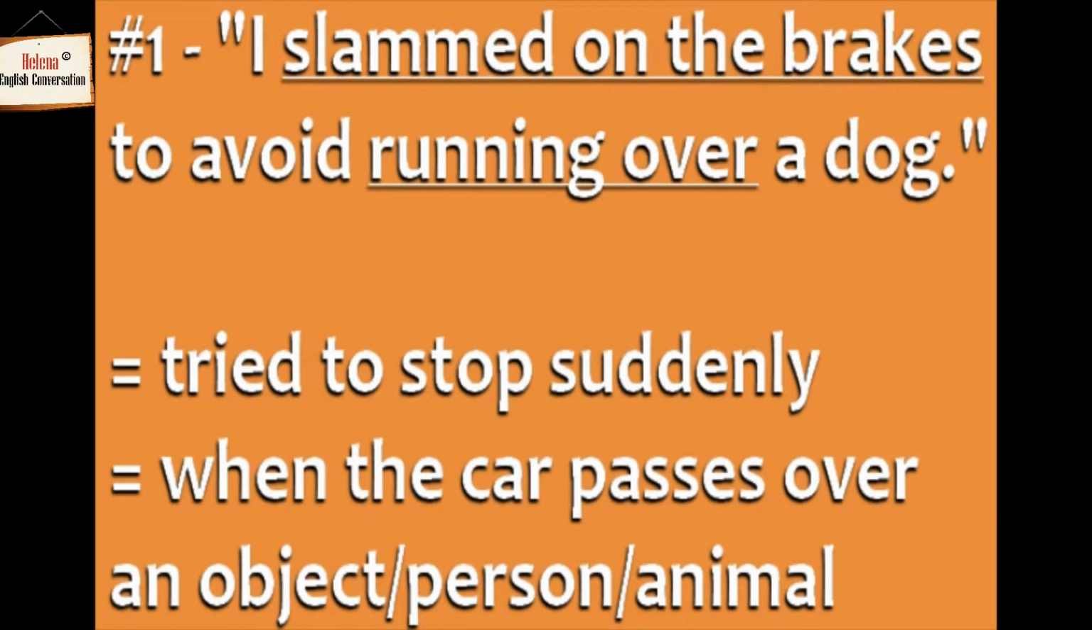Number 1. I slammed on the brakes to avoid running over a dog. To slam on the brakes means to try to stop the car very suddenly, often in an emergency. In this case, the driver wanted to avoid running over a dog. The phrasal verb run over is used when a car passes over an object, animal, or person.